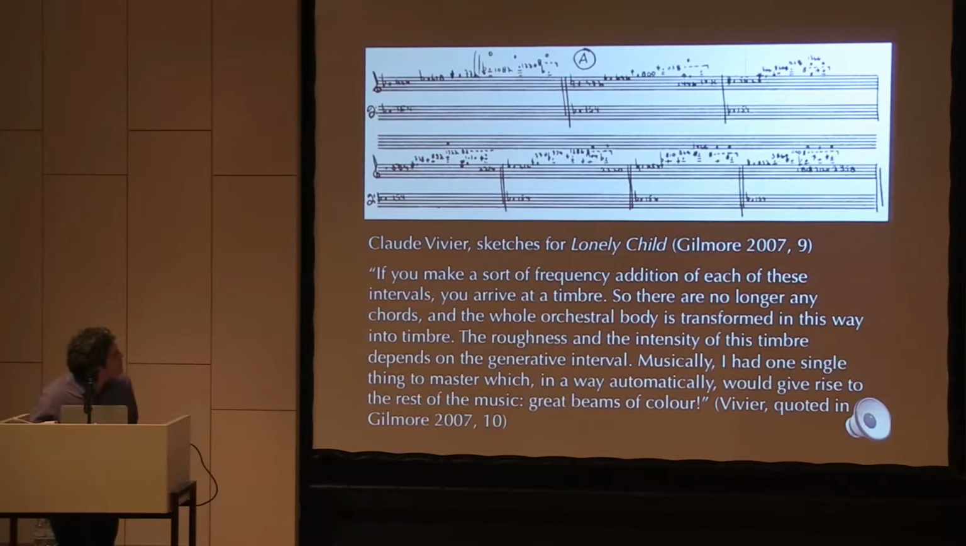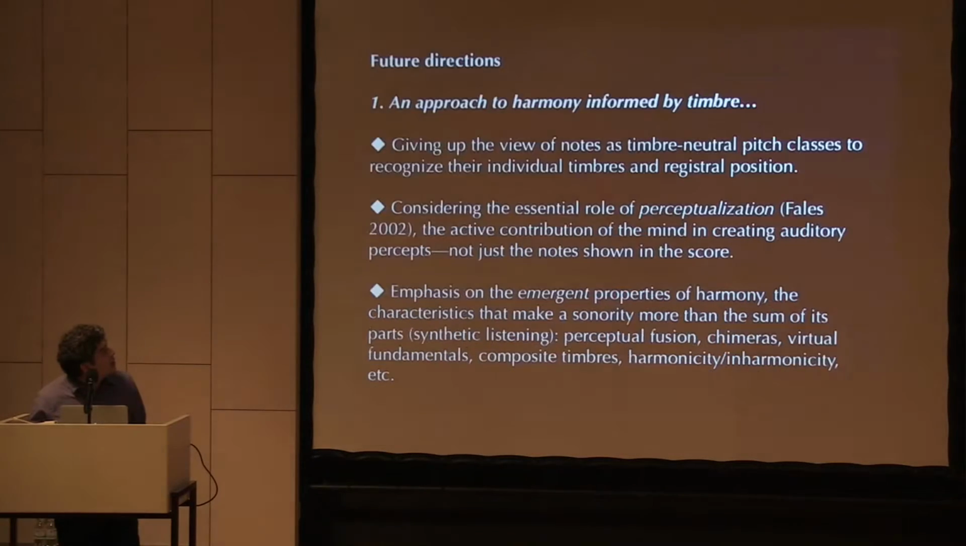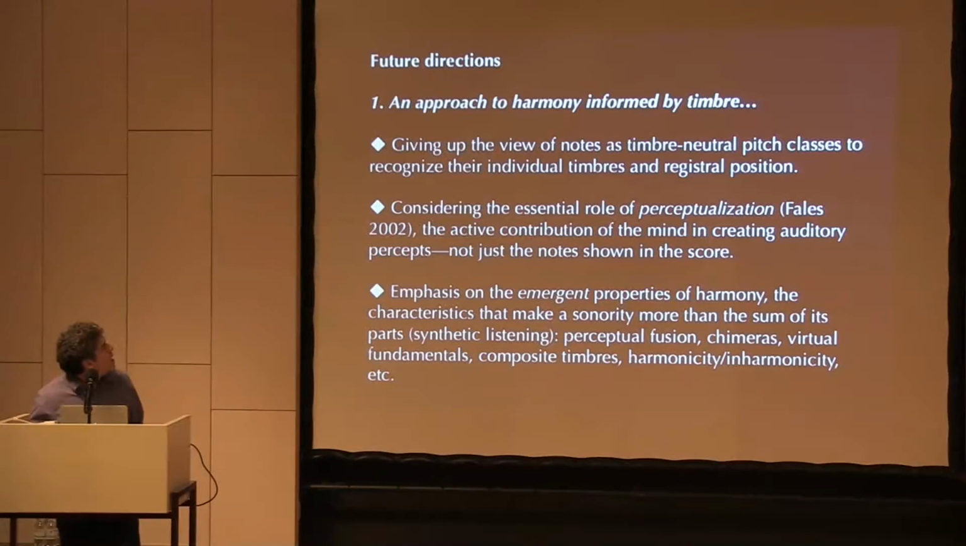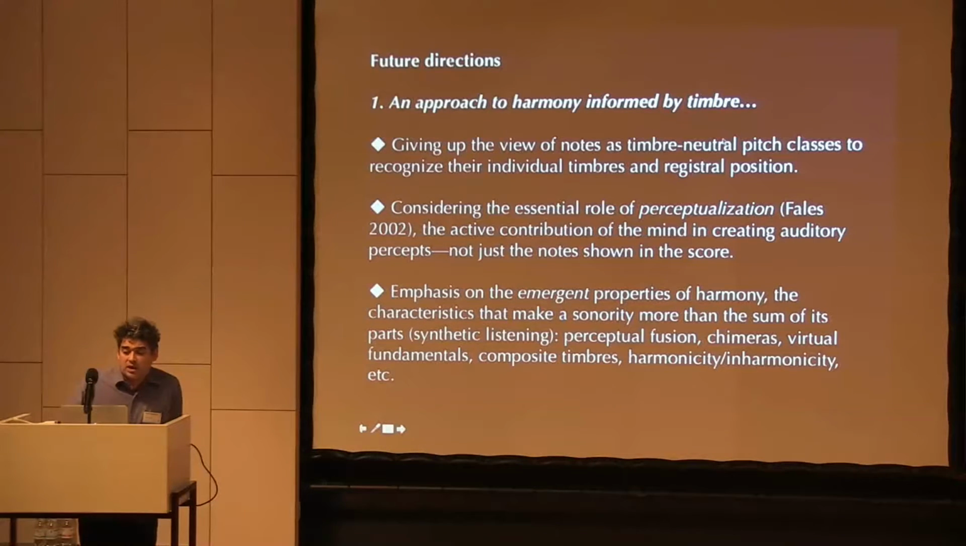I'm going to skip over my example from Vivier here, which is another chimeric instance of harmony becoming timbre, to get to some conclusions. The directions I'd like to take this research are twofold. One is looking at harmony, with a concern of music theorists, in a way that's informed by timbre. And I think this could mean a few things. One might be giving up the view of notes as timbre-neutral pitch classes, and spending a lot more time looking at the specific individual timbres, as in Varèse, and their position in register, especially how they might fit together that way.